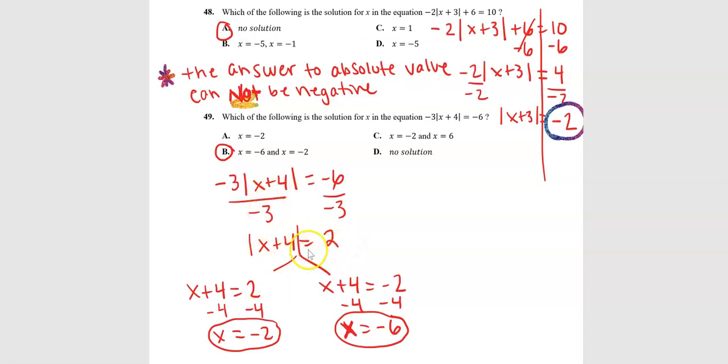So that's where I'm going to split my problem into two parts, taking away the absolute value sign, one where the answer is positive, one where the answer is negative. I'm going to solve and get x is negative 2 and negative 6, which is B.